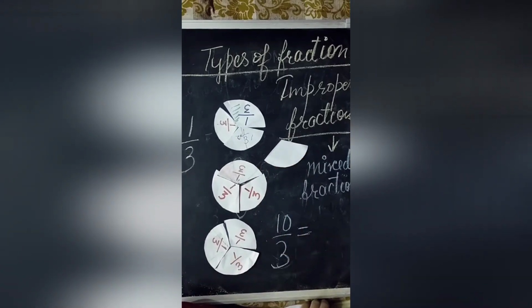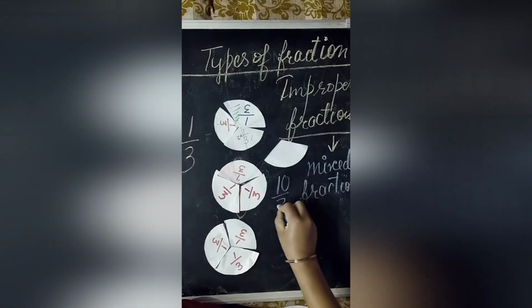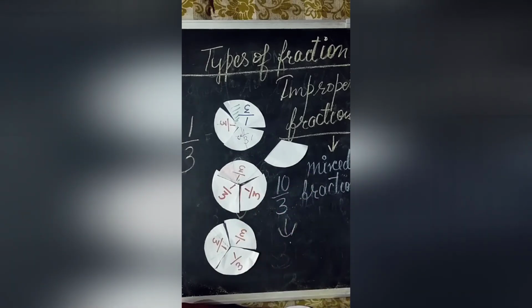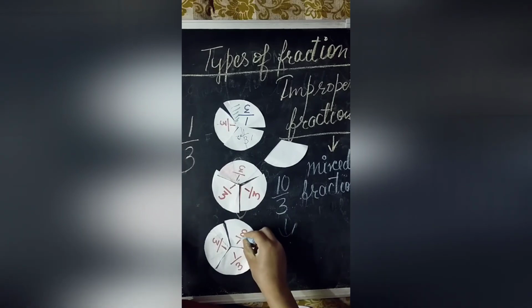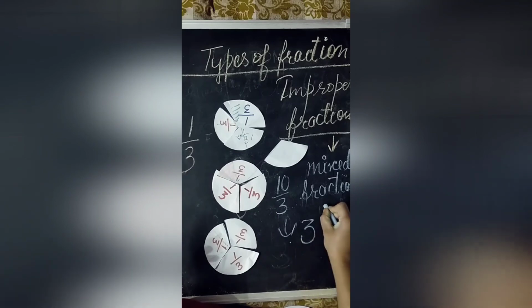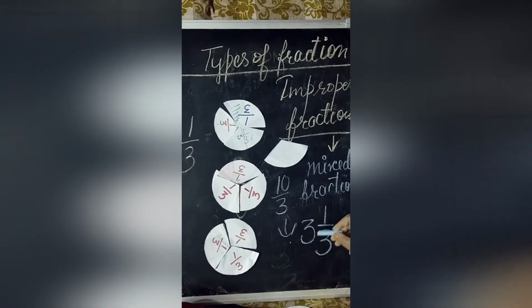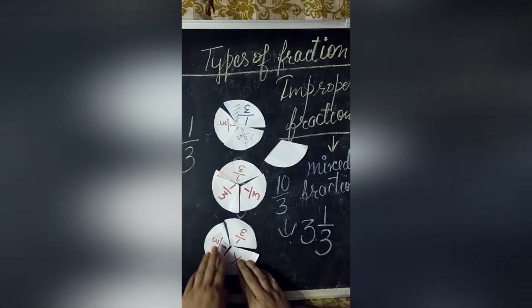So how will we write it? We can write it as 10 thirds, and we can also write it in a simpler form. 1 full, 2 full and 3 full. 3 full and 1 third of the part is left. So this is 3 full and 1 third of the pizza we have. That's all for today. Try to understand and visualize.